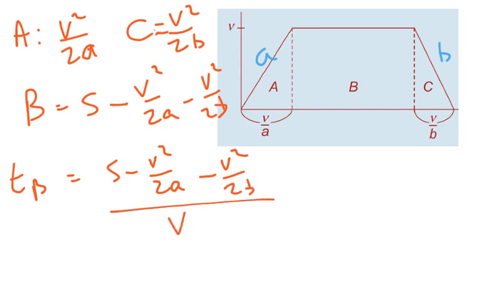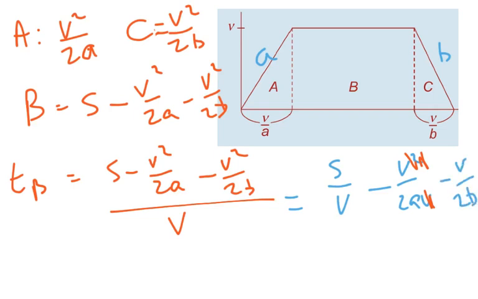So that's going to give me s divided by v, minus v squared over 2av, and one of these v's cancels out, so I'm left with v over 2a, and then minus v over 2b, which is what we're asked to show. So that's it, QED, and that's done. You'd obviously tidy it up a little bit, don't leave it messy like this, but that's it. Okay, let's move on to the next bit.